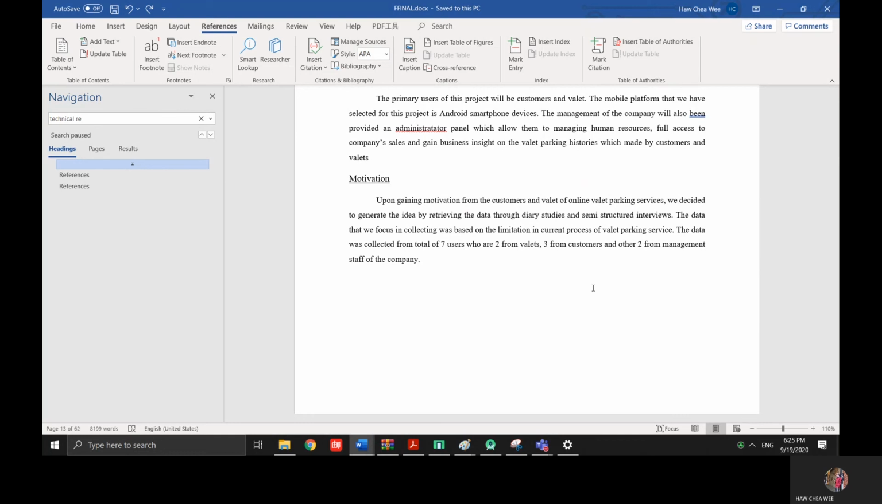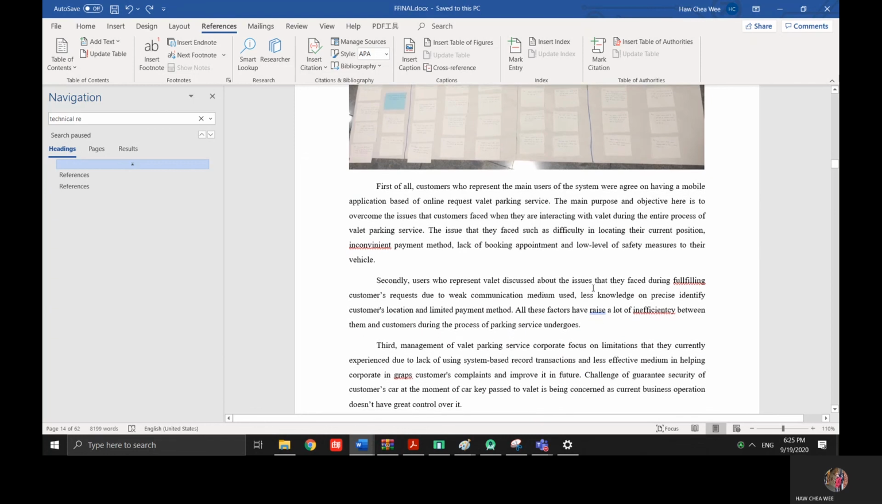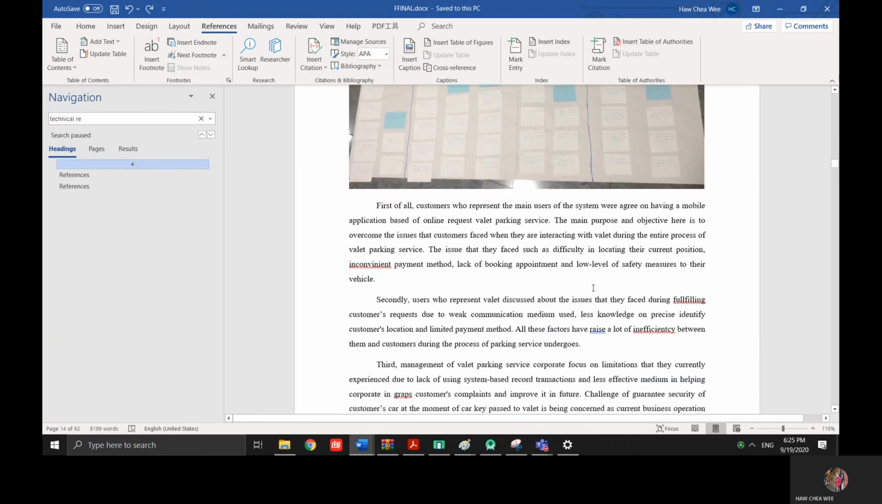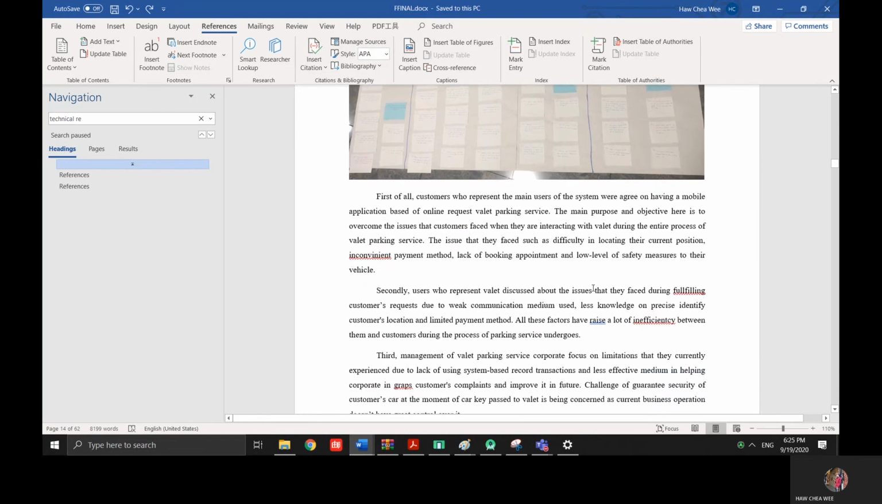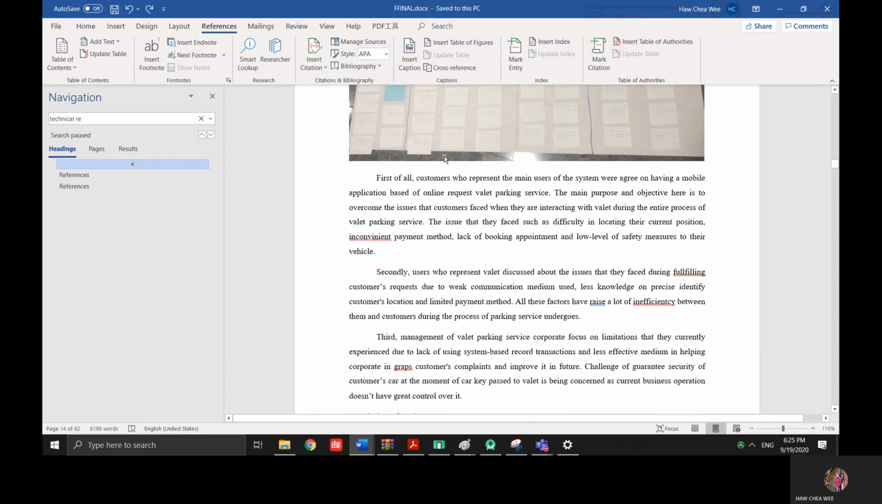The data was collected from a total of 7 users, who are 2 valets, 3 customers, and also 2 from management staff of the company. The customer will represent the main user of the system, who will agree on having a mobile application based online request for a valet parking service. And the main purpose or objective here is to overcome the issues that customers face when they are interacting with valets during the entire process of the valet parking service.